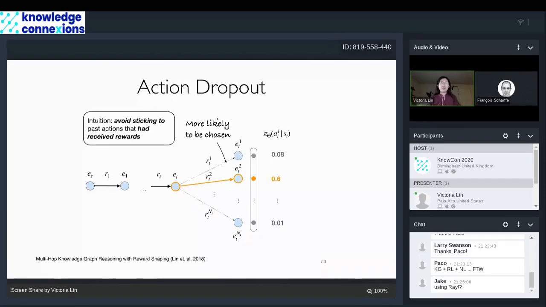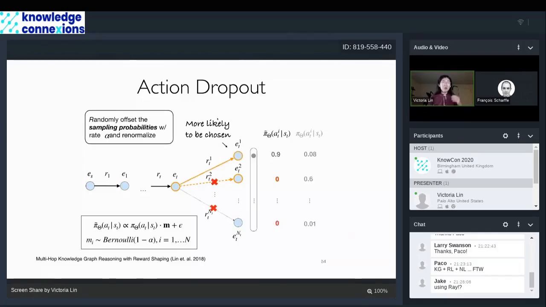All the other entities have pretty small probability. So here, what we do is we apply a binary mask randomly generated at each training step against the current policy function. And you can see here, our random mask happens to mask the high-probability action E2. Once we do the masking, we renormalize and recompute the policy distribution again. And this time, instead of going to E2, the agent has a higher probability to select E1. This way, we can encourage the agent to explore more diverse paths during training.